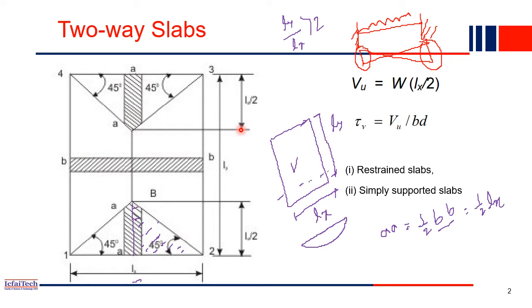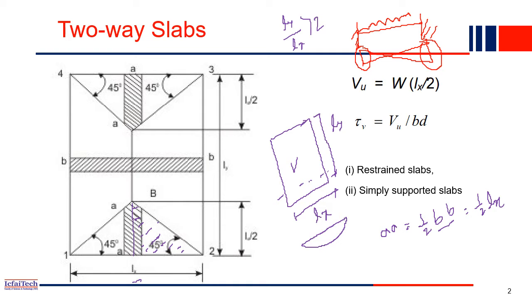So now let's see how the bending moment will be taken care of in the slab. Normally, in the case of two-way slabs, there are two types possible. One is restrained slab, another is simply supported slab. So what is a restrained slab? As the name suggests, restrained slabs means the slabs are restrained, restricted from moving around.